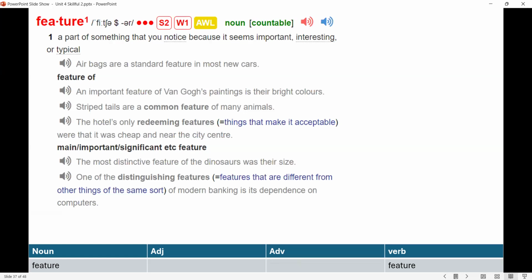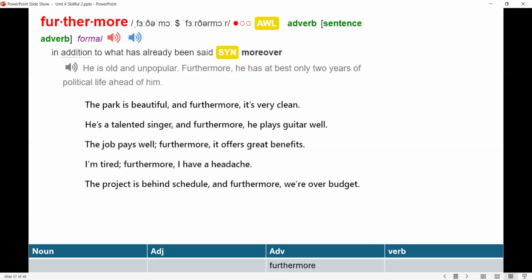Feature. Feature means a part of something that you notice because it seems important, interesting, or typical. Feature of, common feature of, main feature of, important feature of, significant feature of. Example: striped tails are a common feature of many animals. Airbags are a standard feature in most new cars.